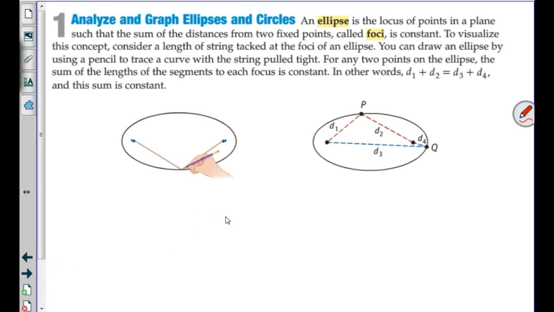So we're going to do an experiment. All right, guys. So if I have one single focal point here, and I have a string attached, and I do this. What shape are we going to get? If those were exactly the same place, we get a circle, right? Okay, so when you have one focus or 0 distance between the foci, you have a circle.